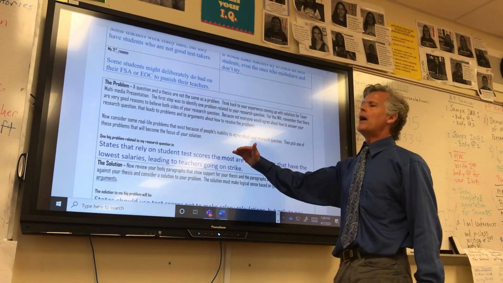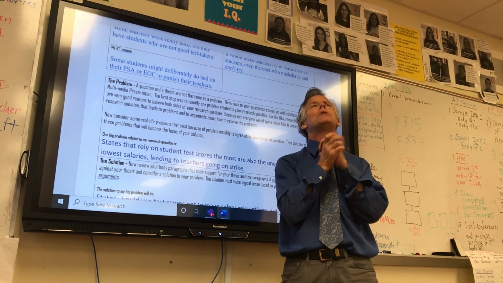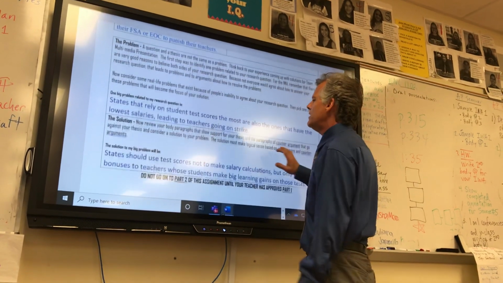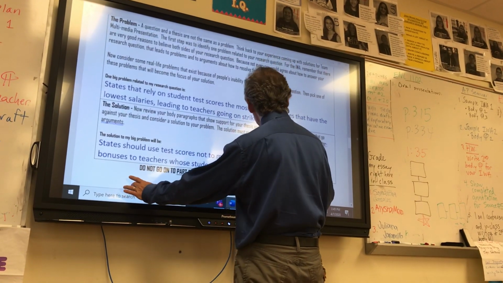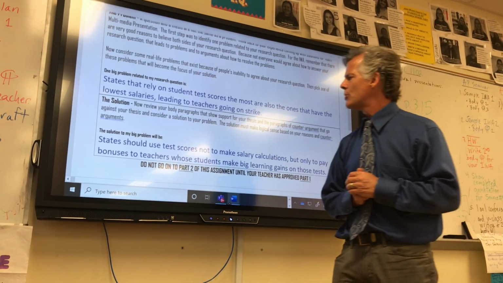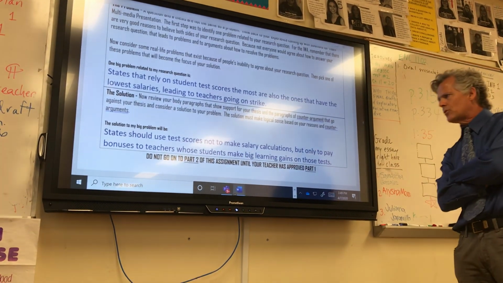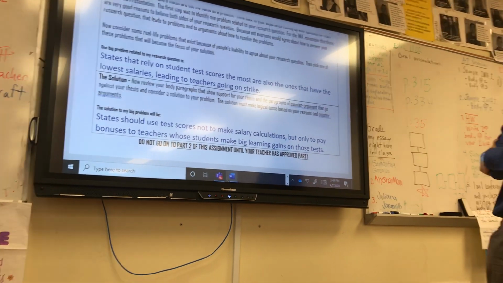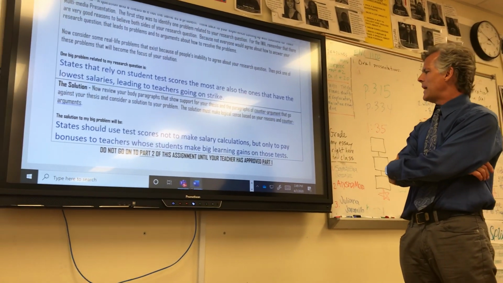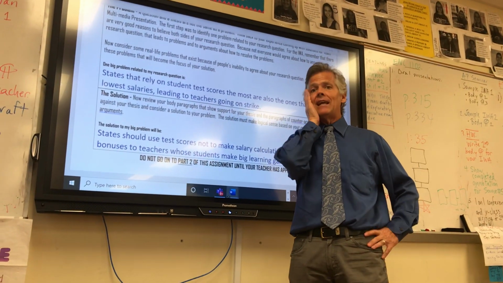So if this is my problem, and I'm convinced that, yes, this problem is related to my question, what's going to be my solution to it? And this is where you've got to spend some time thinking. You've got to spend a lot of time thinking, because this solution is what you're going to be writing about in your final paragraphs. So here's my solution to this problem. States should use test scores not to make salary calculations, but only to pay bonuses to teachers whose students make big learning gains on those tests. So I think this is a pretty sophisticated solution there.